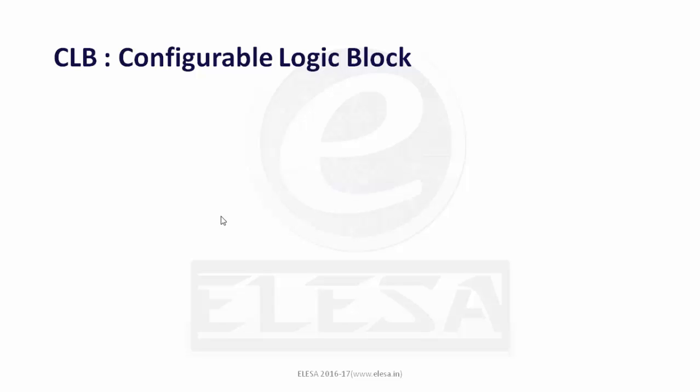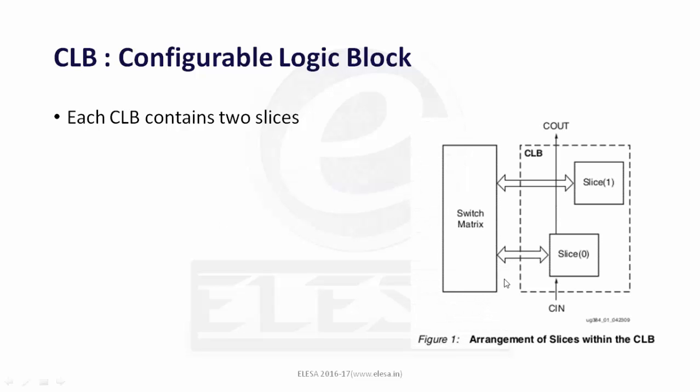So the first block in the FPGA is the configurable logic block. Let's look at it. The CLB in the FPGA actually contains two slices. So this is the entire CLB. Inside the CLB there are two slices, slice 0 and slice 1. These two slices are identical to each other, and the circuitry inside these slices is the same. With the help of the switch matrix, you can select any one of the slices. Also, there is a provision to make a connection between these two slices, right?